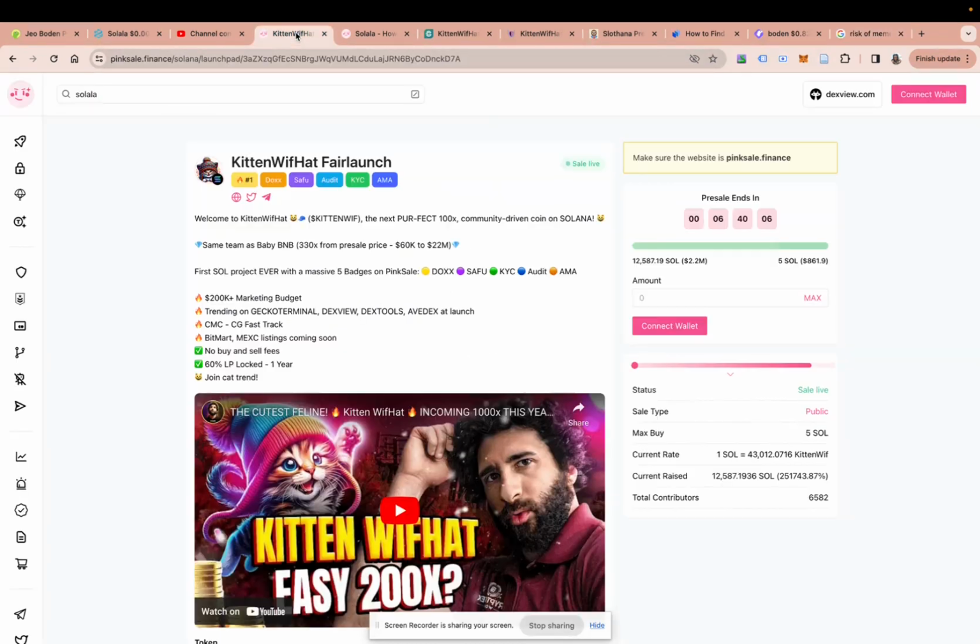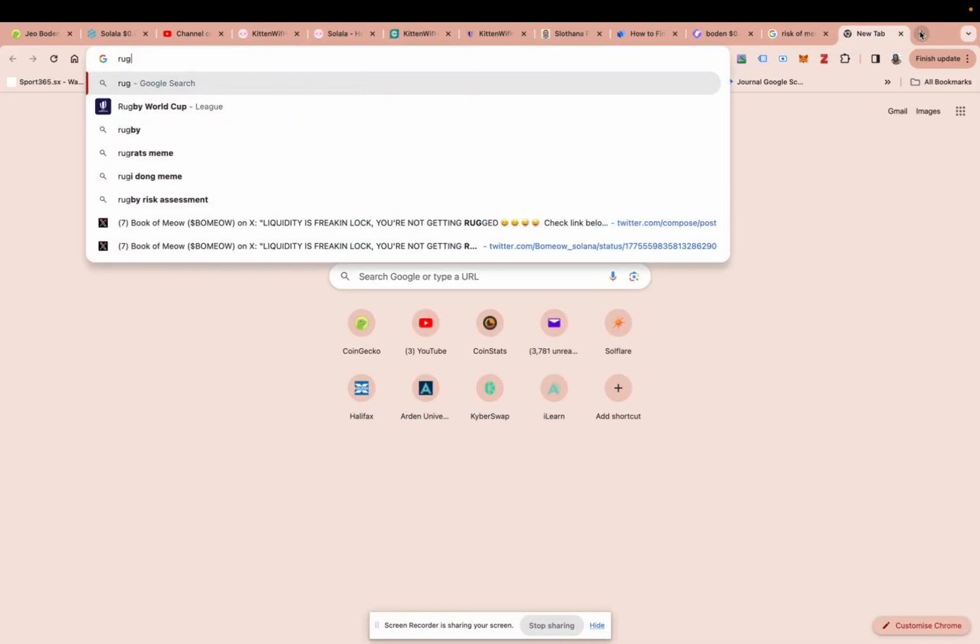So that's why that site can help you to see: have they got good auditing? Have they got some of these badges? And you can do a rug pull checker. So rug pull, because with Fox, this is what I was going to check.